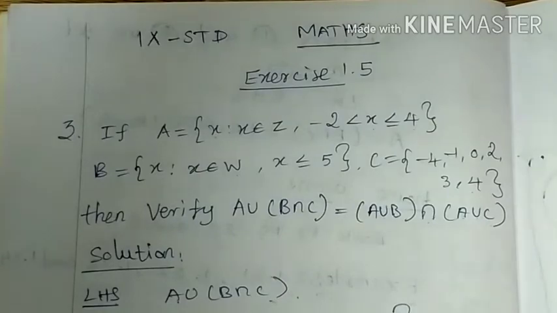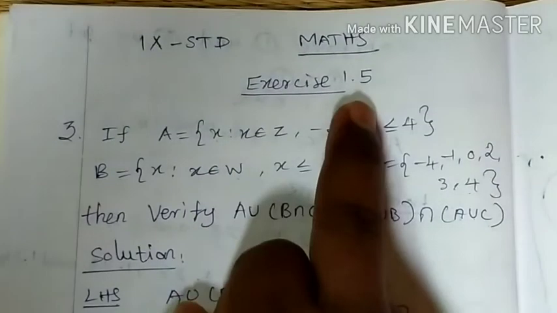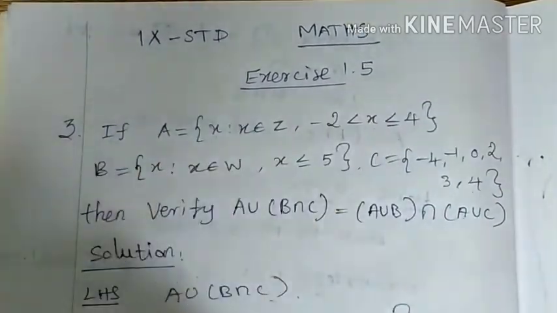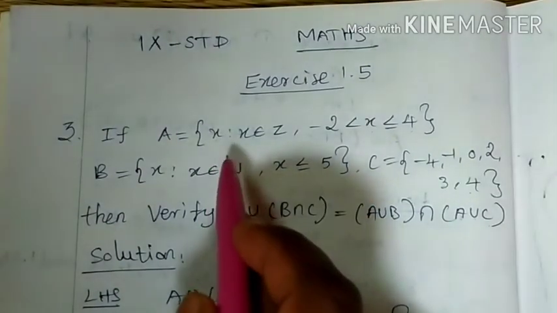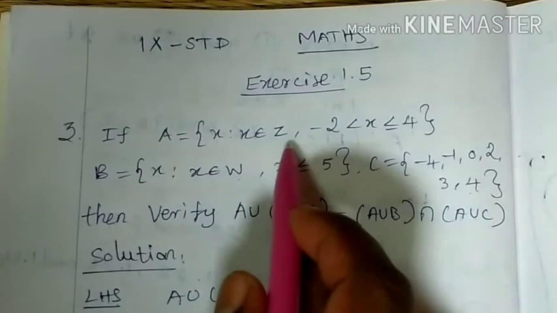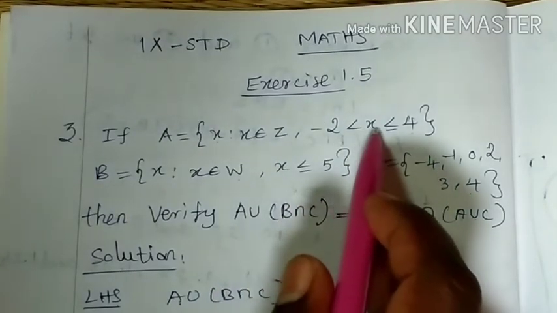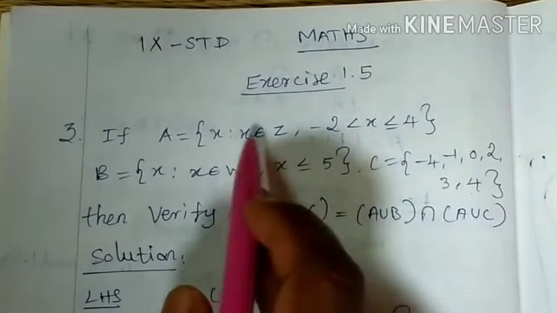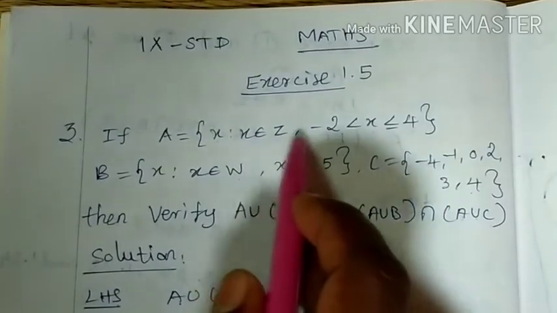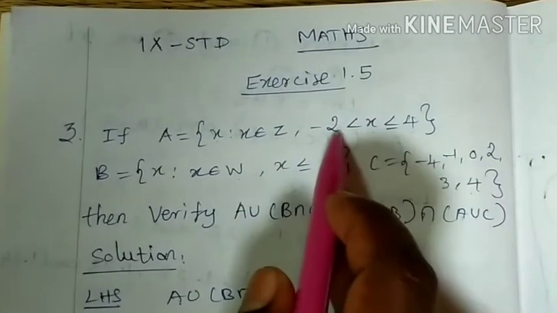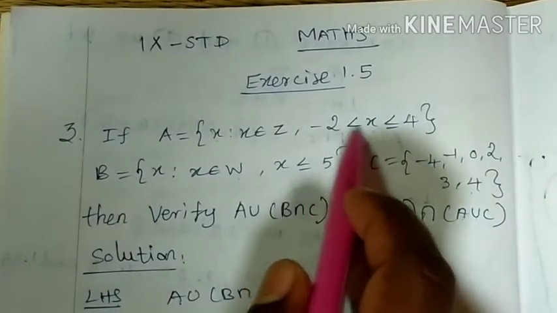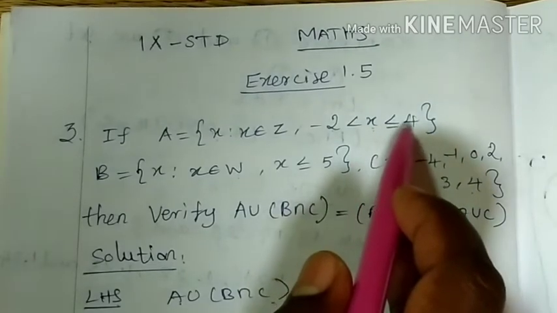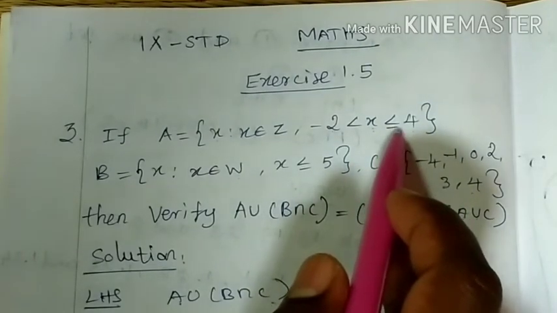Okay. The third question from Exercise 1.5. If A is equal to the set of all x such that x belongs to Z, minus 2 less than x less than or equal to 4. The x is taken from the integers, and the integer lies between minus 2 and 4. That means more than minus 2, up to 4: minus 1, 0, 1, 2, 3, as well as 4, because equal to is given.